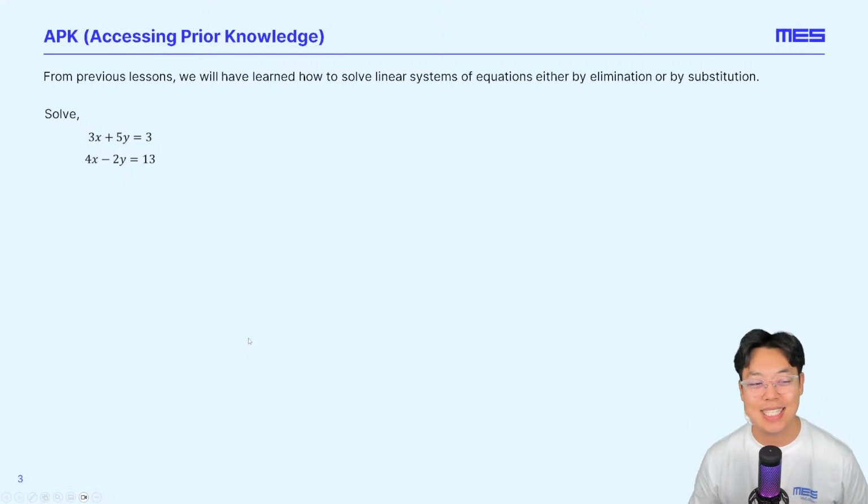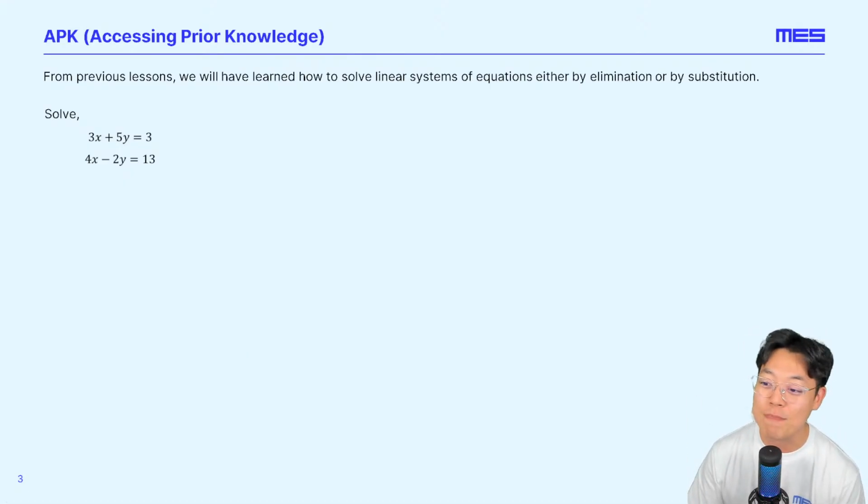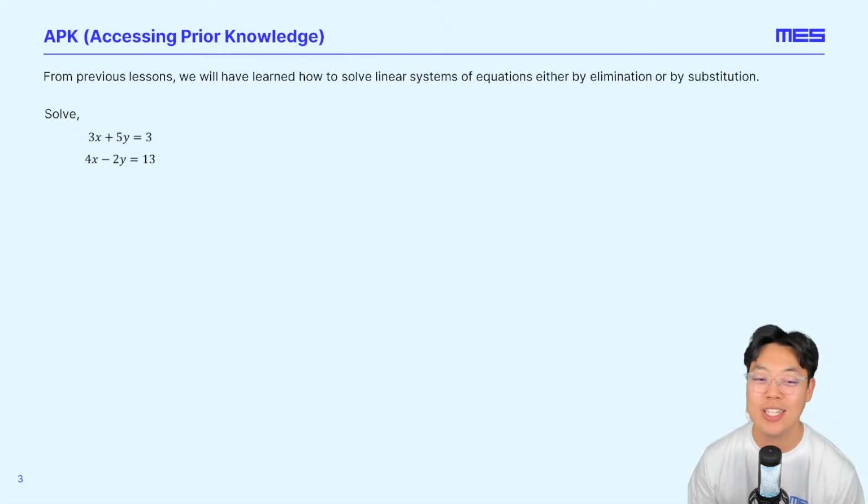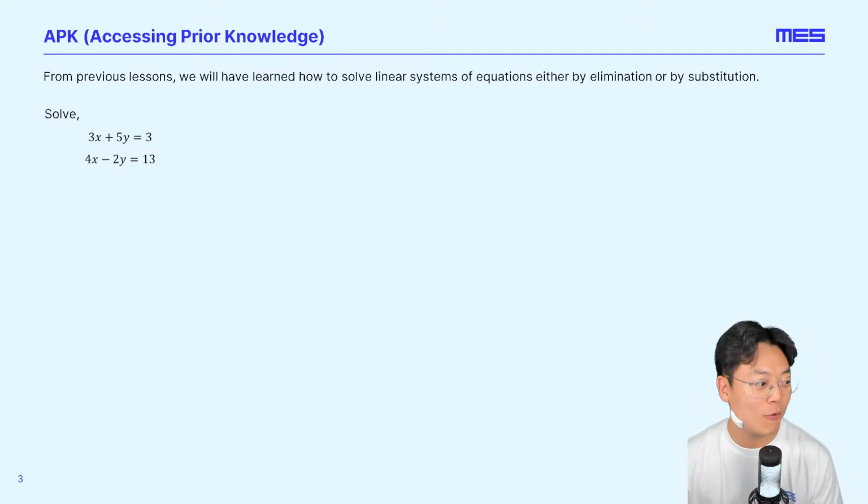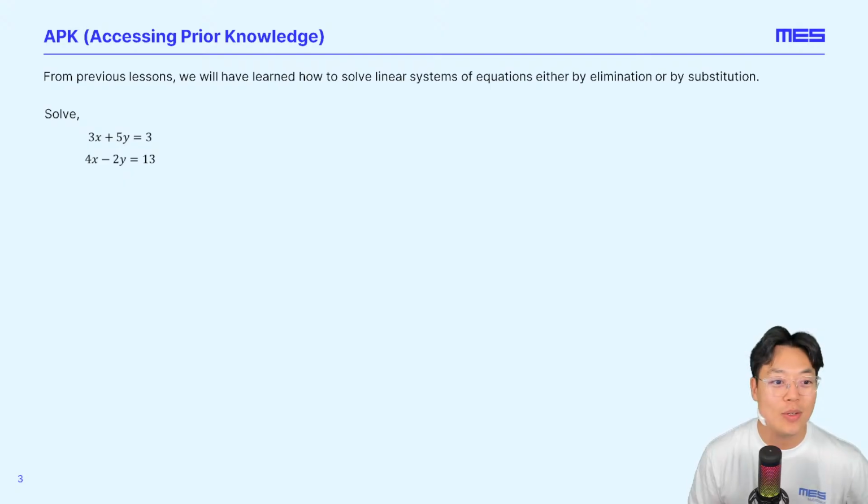From previous lessons, I like to start with something called an APK. It's called Accessing Prior Knowledge. We have learned how to solve linear systems of equations either by elimination or by substitution. In the chat, let me know, S for substitution, E for elimination. Which one would you use here for this system of linear equations? Would you use E for elimination or S for substitution? Let me know in the chat.